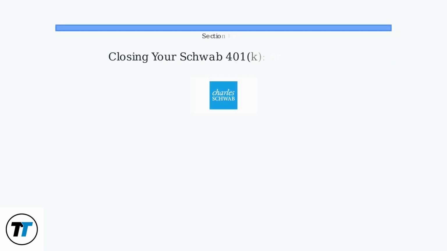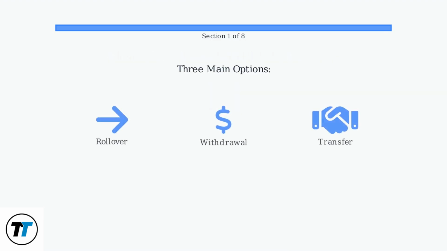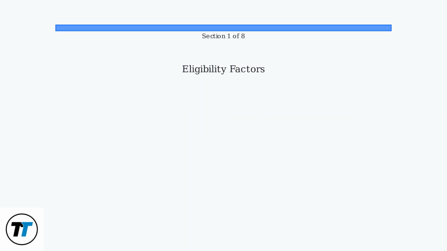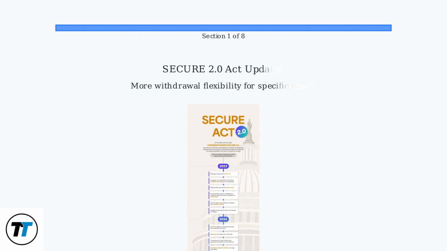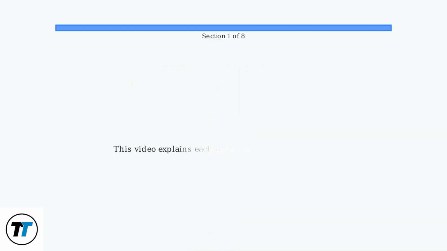Welcome to the overview of closing your Charles Schwab 401k account. Closing a Charles Schwab 401k involves three main options: rollover, withdrawal, or transfer. Your eligibility depends on factors like employment status and plan rules. Recent updates from the Secure 2.0 Act offer more withdrawal flexibility for specific events. This video explains each option and the steps involved to help you make an informed decision.